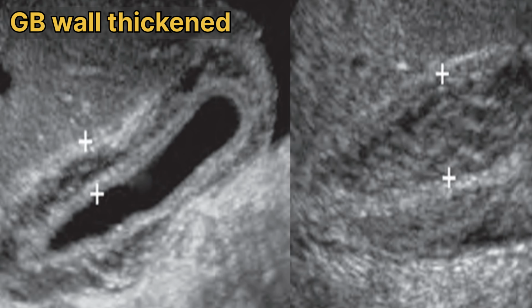Now we will discuss another pathology in the gallbladder, that is gallbladder wall thickening. Gallbladder wall thickening is a non-specific finding with a lengthy differential diagnosis. Extensive wall thickening is usually due to systemic edema-forming states rather than cholecystitis.